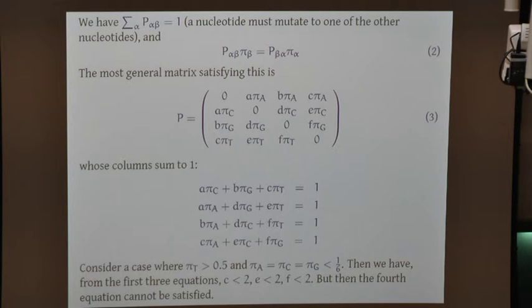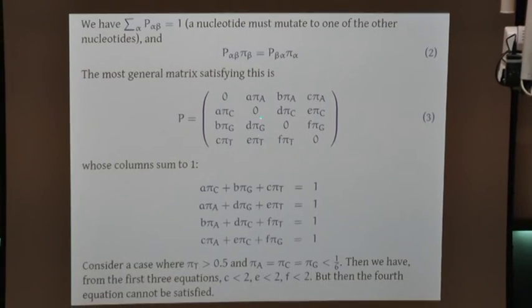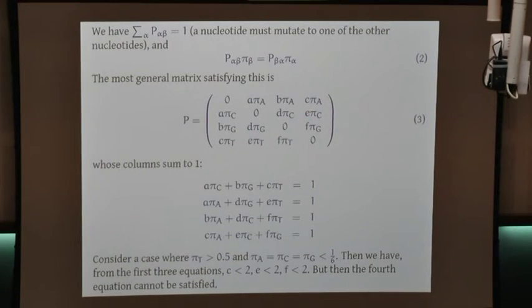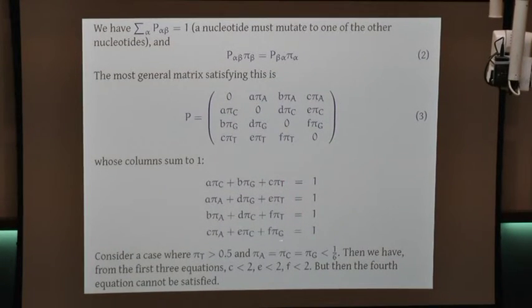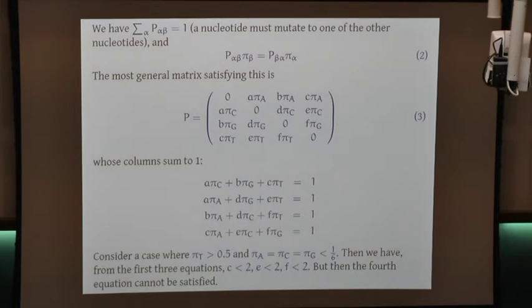Now, if P satisfies detailed balance, the most general matrix that can satisfy detailed balance can be written like this, where A, B, C, D, E, F are arbitrary parameters, and the columns sum to 1 because each nucleotide mutates to something. Given this set of constraints, supposing, for example, pi T is greater than half, and pi A, pi C, pi G are each less than 1/6, then you can show from these three equations that C, E, and F are each less than 2, because pi T is greater than half. But if C, E, and F are each less than 2, and pi A, pi C, pi G are each less than 1/6, then this equation cannot be satisfied.